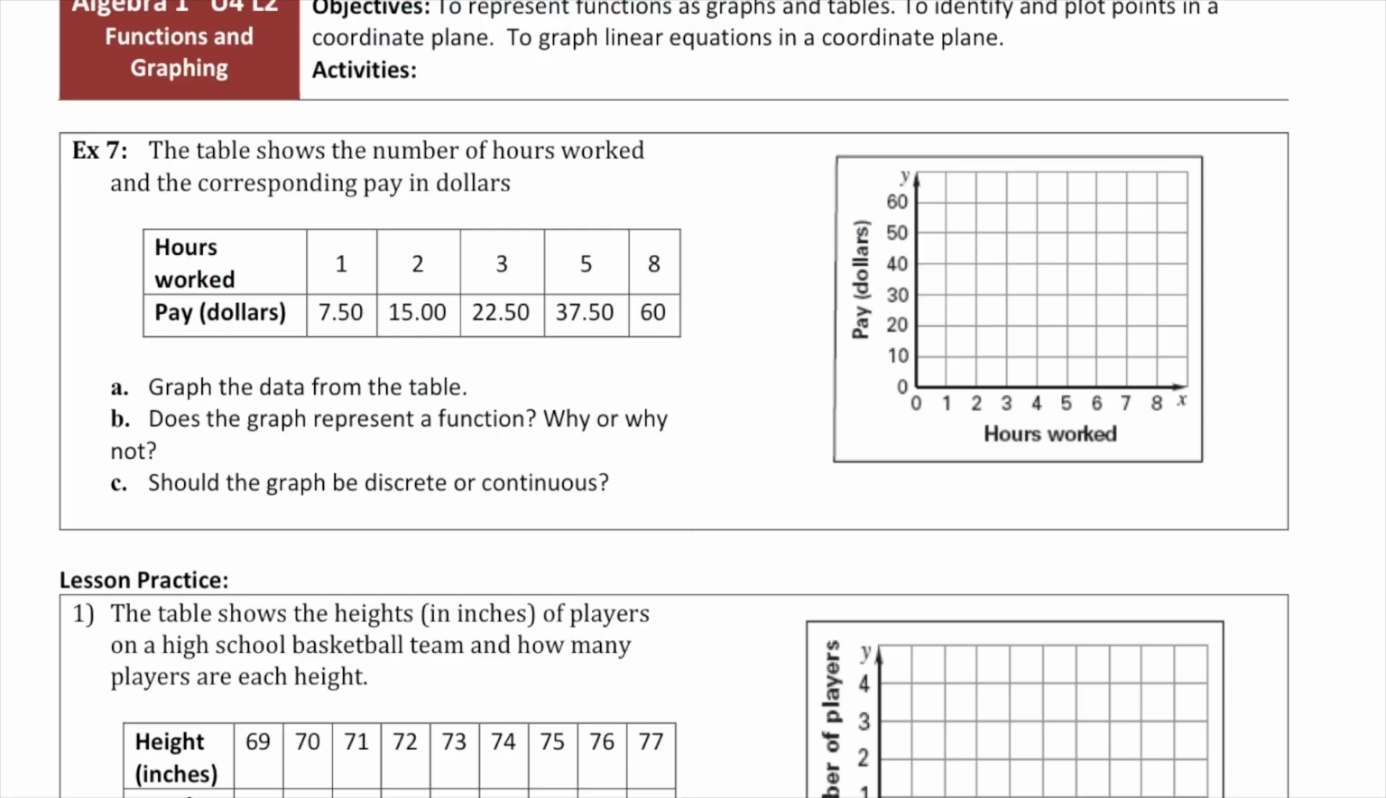For example 7, I'm giving you a table for the number of hours worked with the corresponding pay in dollars. So if you work 1 hour, you get paid $7.50. Estimate where that is. 2 hours gives you $15. 3 hours is $22.50. 5 hours is $37.50. And 8 hours is going to give us $60. We need a new job.